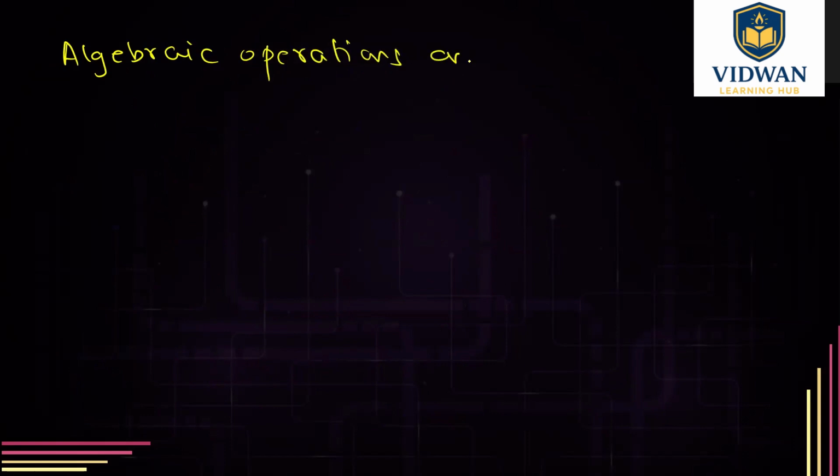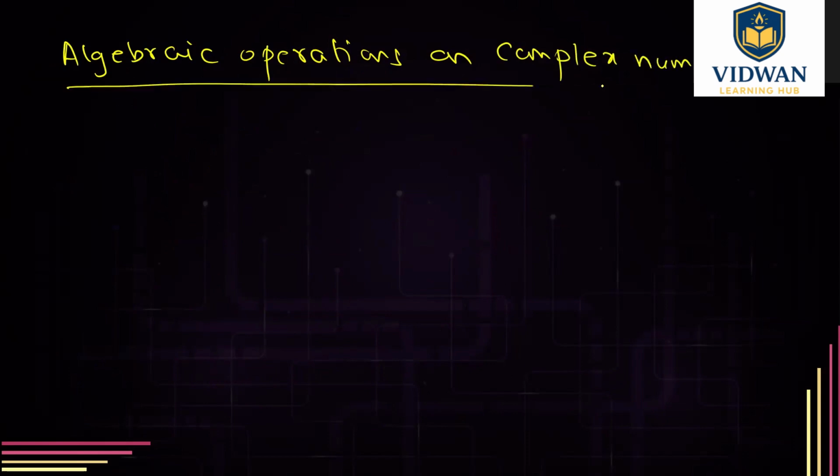Algebraic operations on complex numbers. Right now, we'll not use the geometrical method. We'll be doing that under inequalities involving modulus. So we'll just see how to add them directly like we do in real numbers.